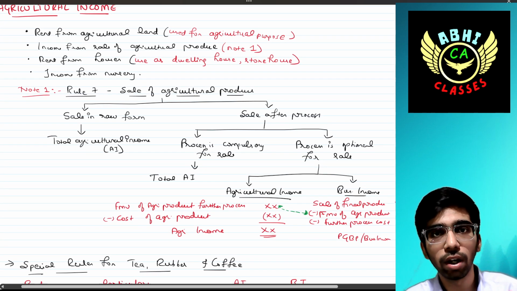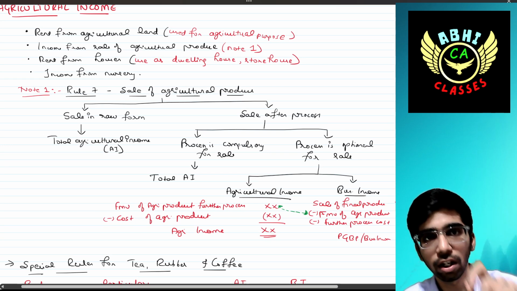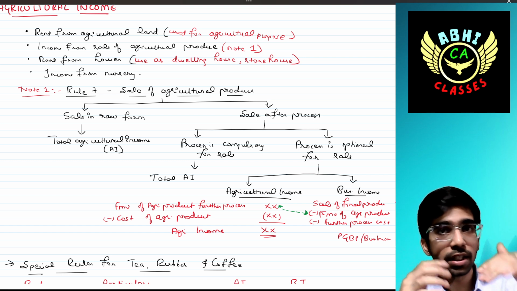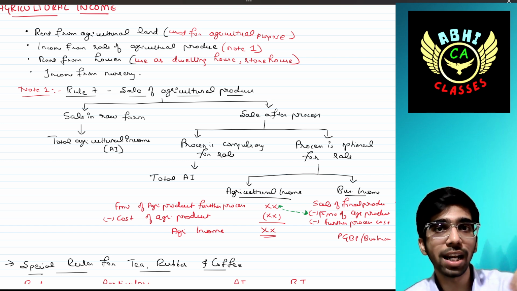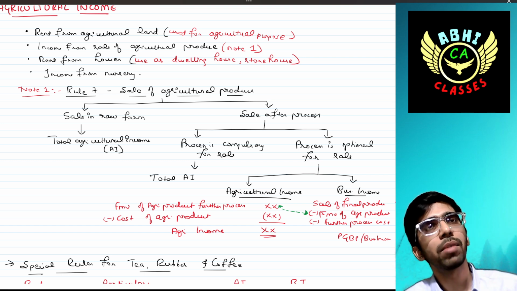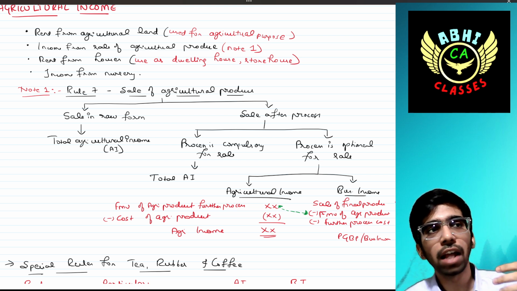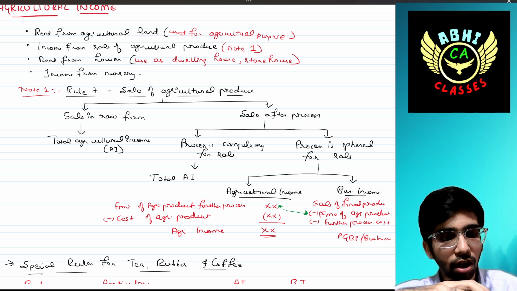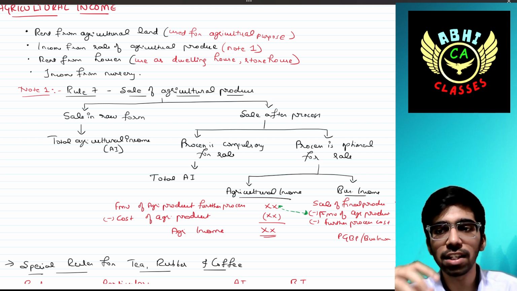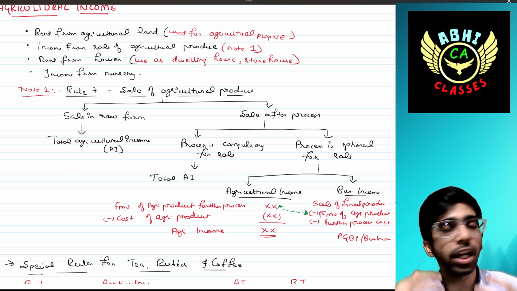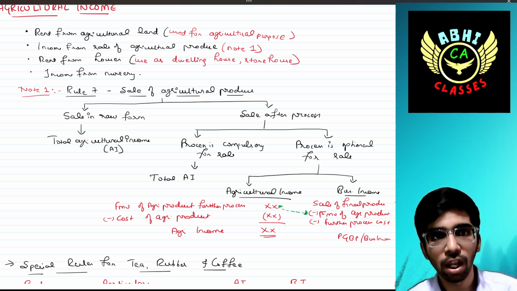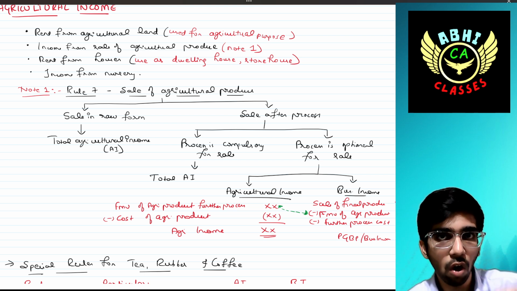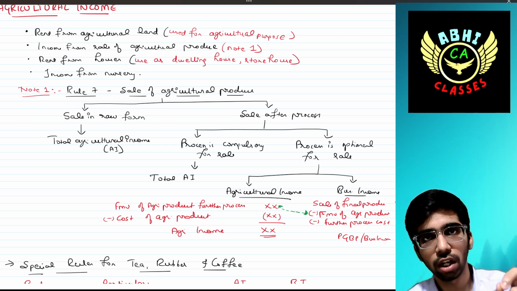Okay, next, Note 1: income from sale of agricultural produce sold in a raw form. Raw form means you have cut that agricultural produce and sell it without any process necessary for that, for example tomato. If it is sold in a raw form, then it is treated as agriculture income.